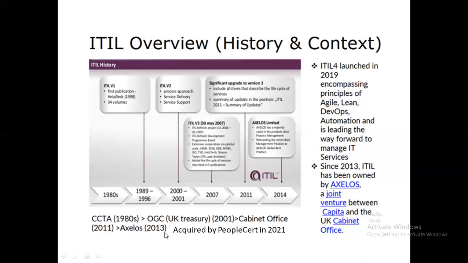So it was with CCTA, a company, till 1980. Then it was the Office of Government Commerce UK till 2001. Then it was acquired by Cabinet Office, then Axelos. Recently, even Axelos has been acquired by PeopleCert in 2021. PeopleCert, you might have heard, is an organization which helps people with certifications for different industry frameworks, and they have acquired Axelos now.